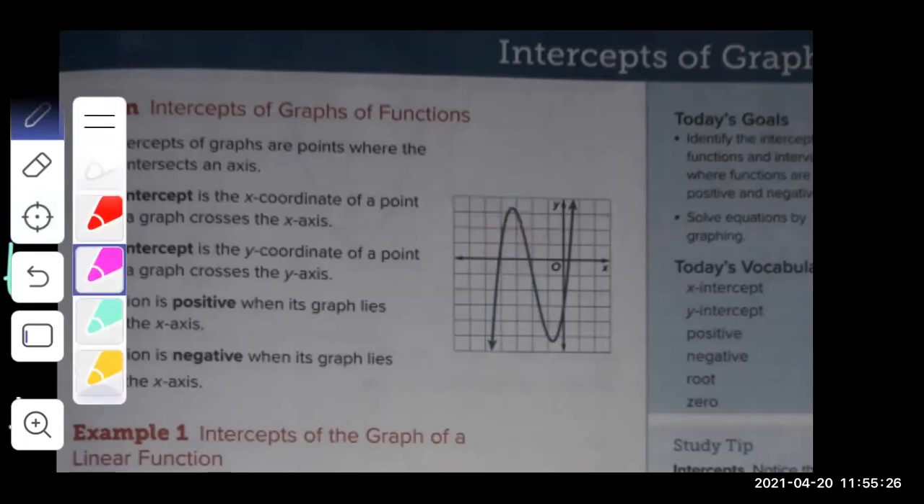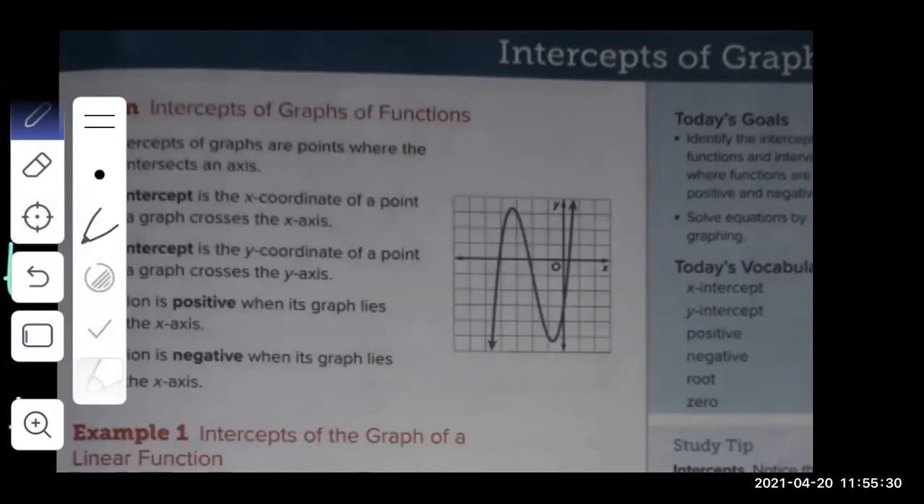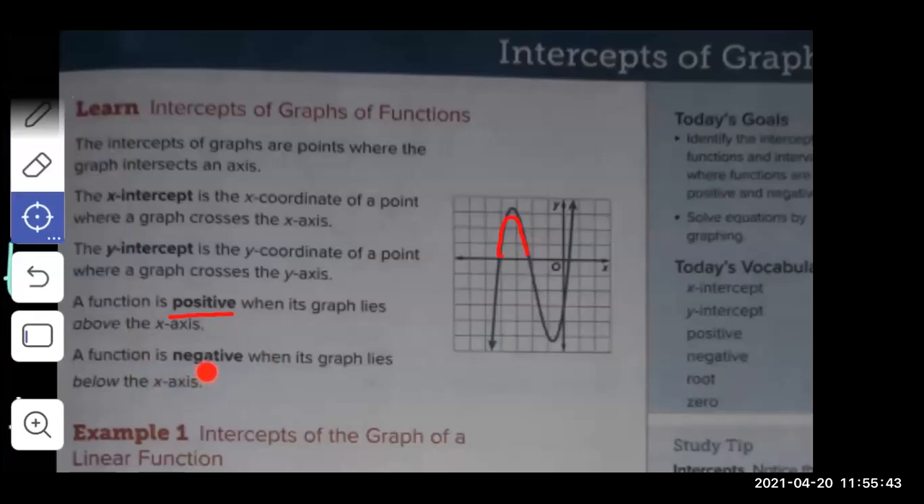Let me just illustrate that in a better way. I'm going to color the part where the graph is positive. Okay, we're going to say that positive is the red. This part, guys, is above. That part is positive, and the function is negative when its graph lies below the x-axis.